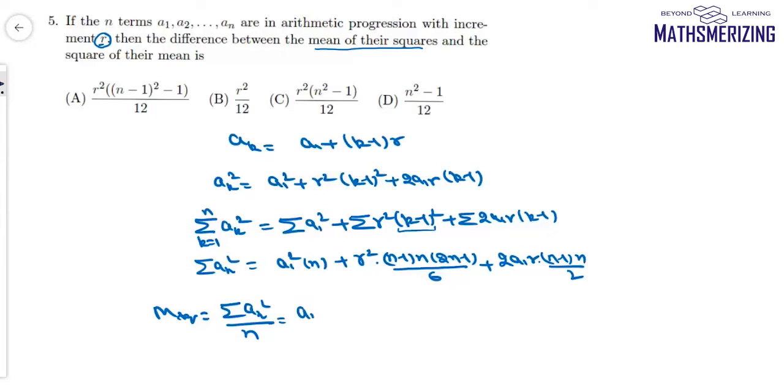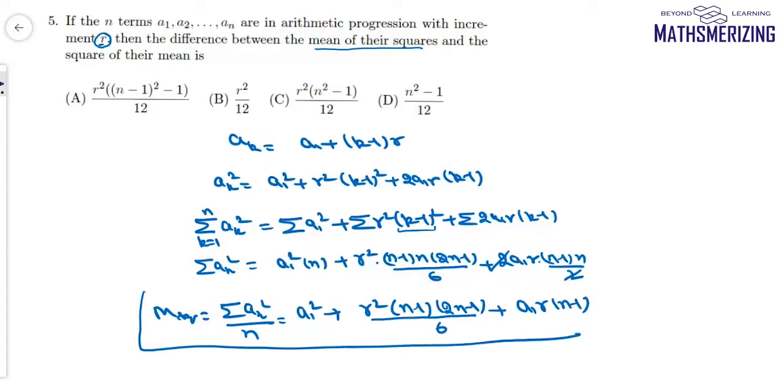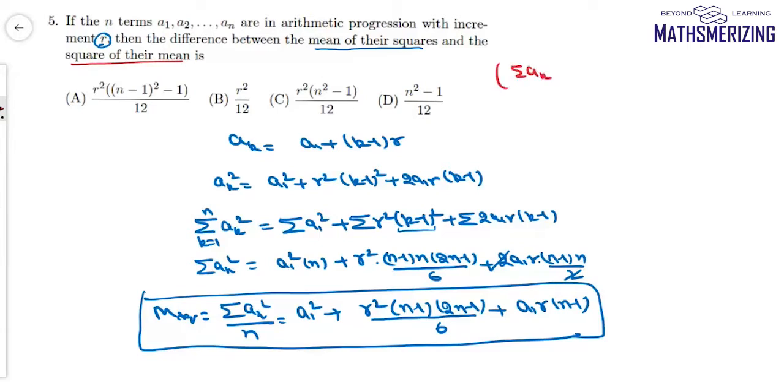So it will simply be A1 square plus R square (N minus 1)(2N minus 1) by 6, and then plus, here 2 and 2 will cancel, I'll get A1 R into (N minus 1). So that is the mean of their squares. Now we'll also need to find the square of their means. Now the square of their means will be this summation AK upon N whole square.